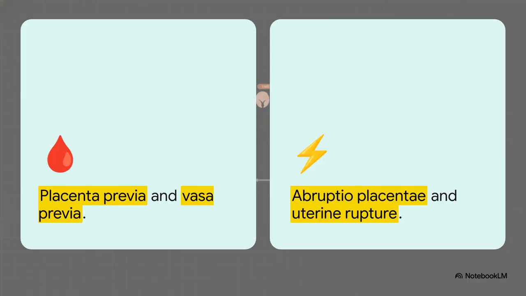When you're evaluating a third trimester bleeding vignette, immediately divide your differential into 2 buckets: Bucket 1, painless bleeding, which includes placenta previa and vasa previa.